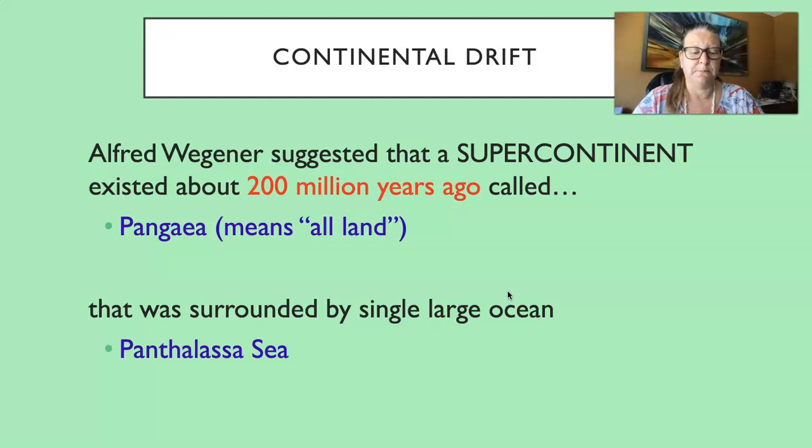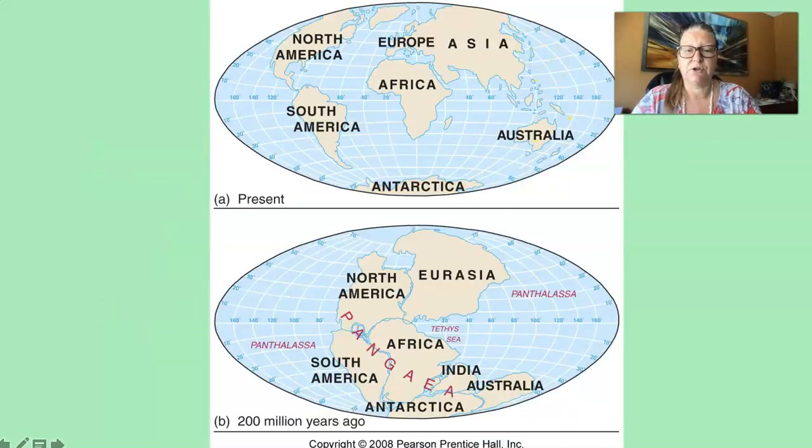Here's a picture of today's continents, and here's a picture of what he envisioned Pangaea to look like. The Panthalassa Sea would be all around it. And the Tethys Sea is kind of interesting because it's what becomes the Mediterranean.